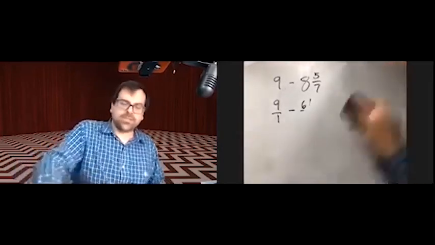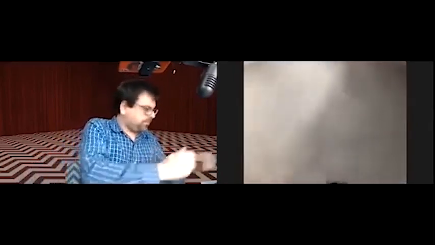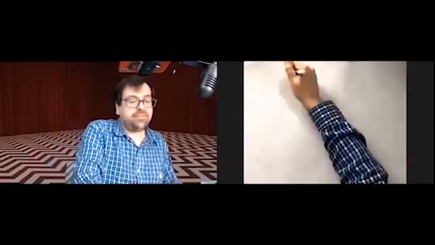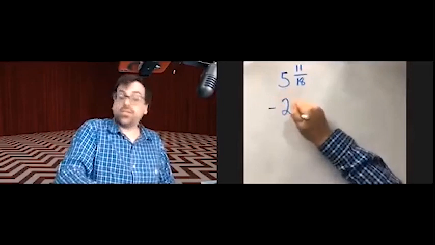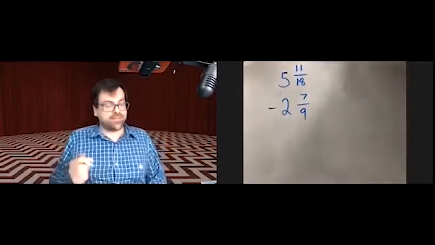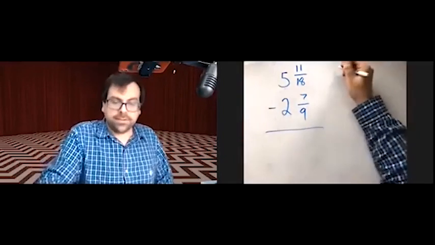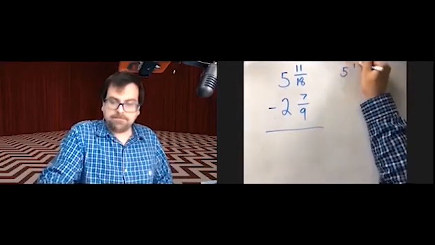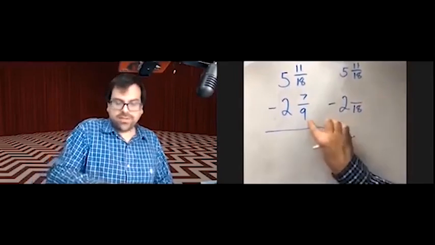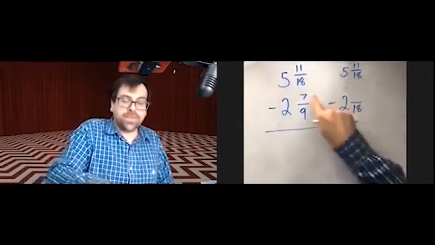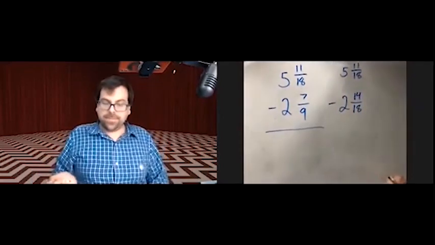We've got plenty more examples to go. Next up, let's take a look at 5 and 11/18 minus 2 and 7/9. Common denominator is going to be 18. First one won't change. The second one will. 9ths to 18ths is times 2. 7 times 2 is 14.